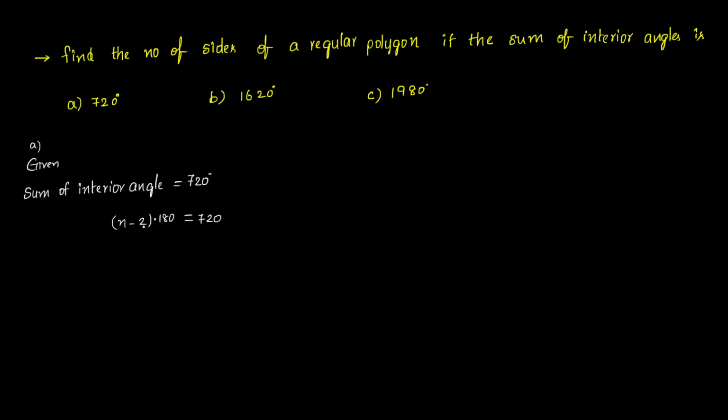Now for this entire expression 180 is being multiplied. So if we want to find n, we have to isolate n on the left hand side. That means we have to send all other remaining terms to the right hand side. So therefore n minus 2 is equal to 720 by 180. 18 ones are 18, 18 fours are 72. n minus 2 is equal to 4. n is equal to 4 plus 2, 6.